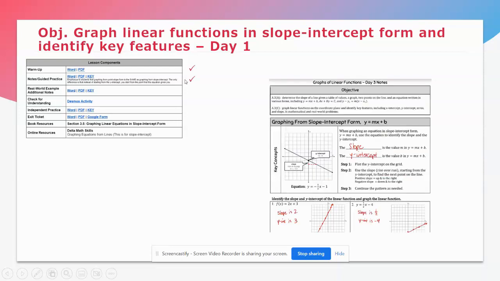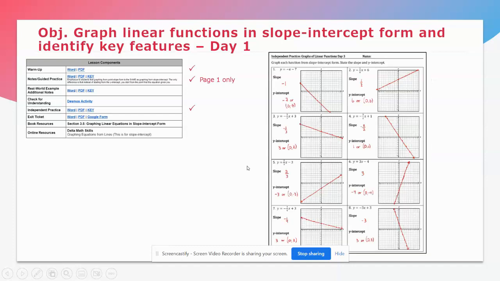For the notes, again, since you're breaking it into two sections, remember that you should only do page 1. Page 1 covers slope-intercept form. And then for the independent practice, same thing. First page is slope-intercept form. Now you can do a couple of the problems and have the students do the rest. Whatever works for you. You can give them the entire sheet.